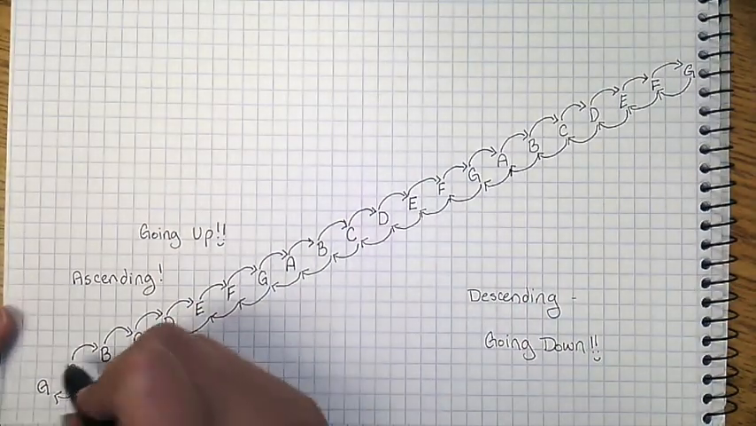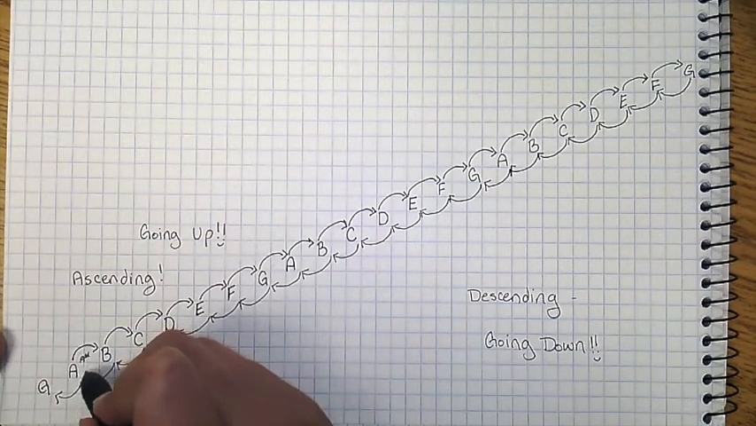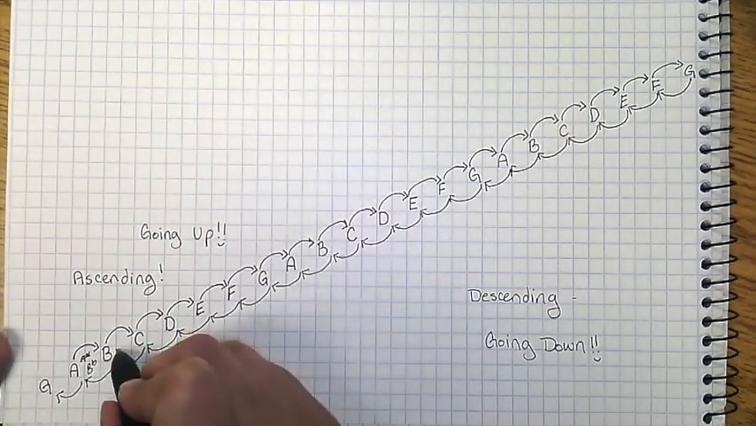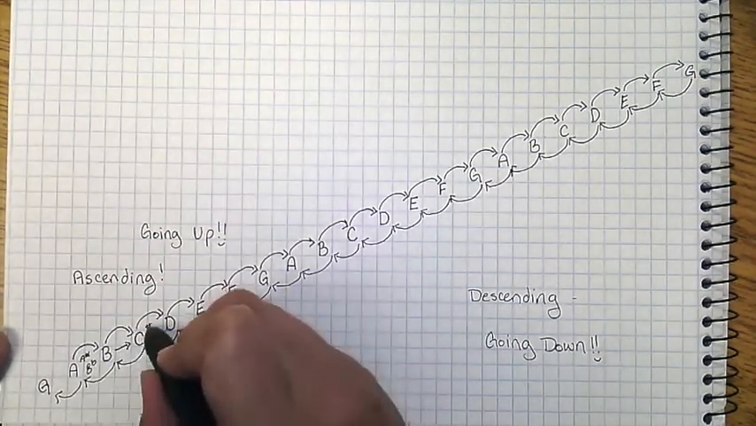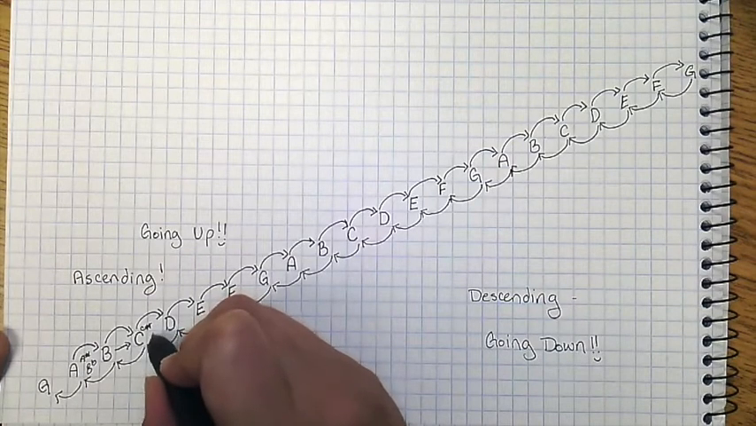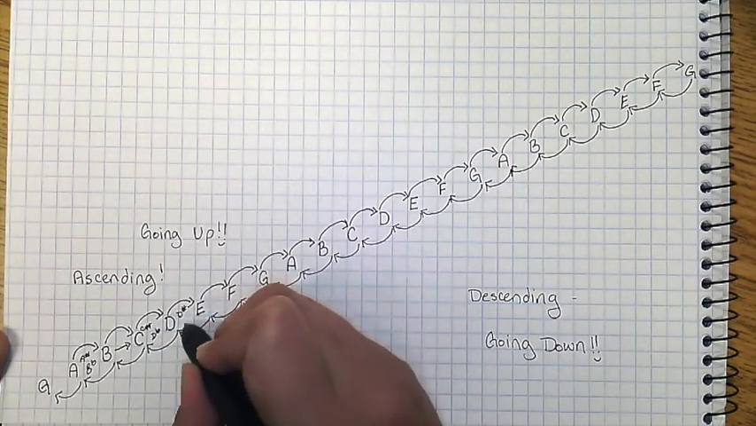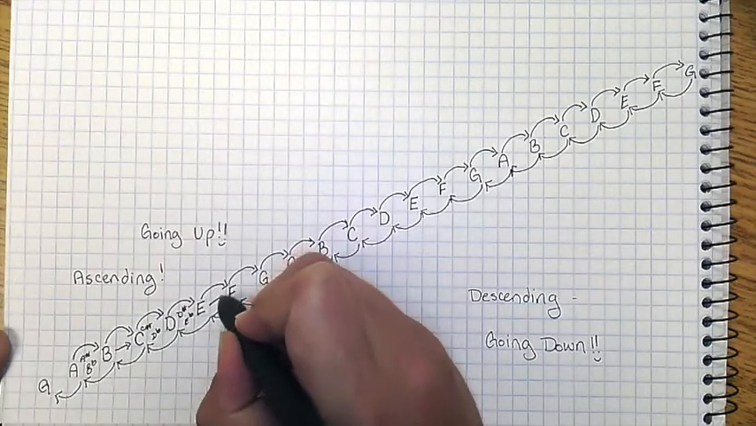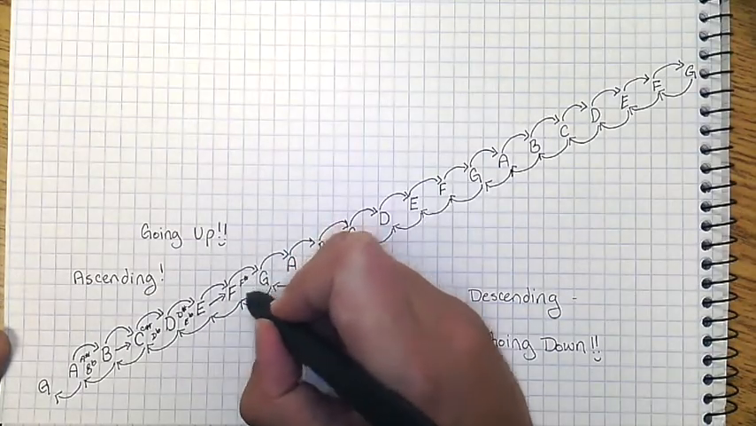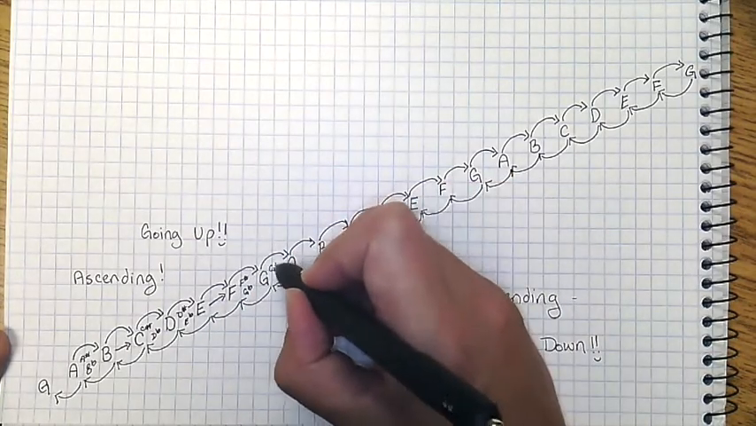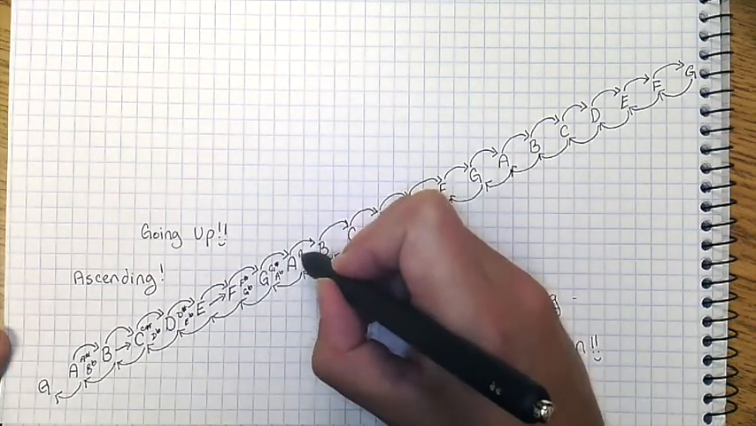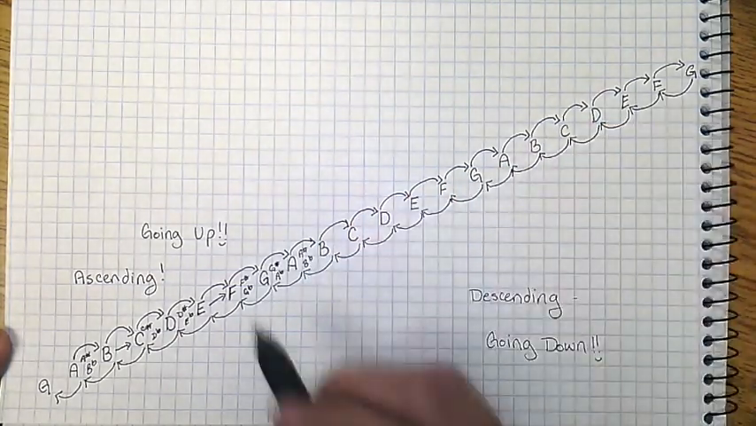Now music is also weird because in between letters we have in between pitches. So in between A and B we have an A sharp or a B flat. In between C and D we have a C sharp or a D flat. This is important in understanding what's higher or lower. A sharp is higher than a regular pitch, and a flat is lower than a regular pitch.